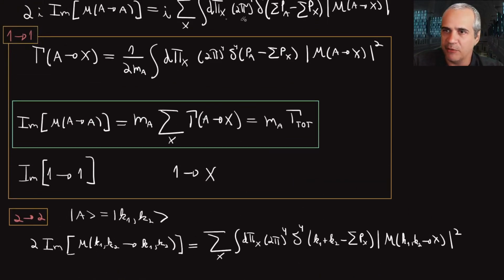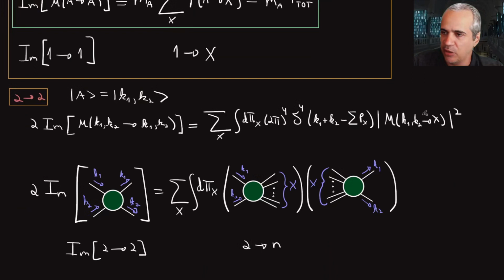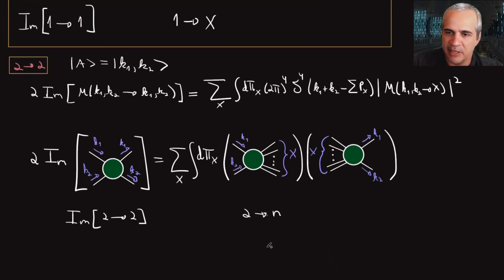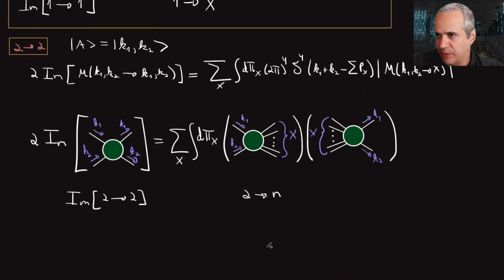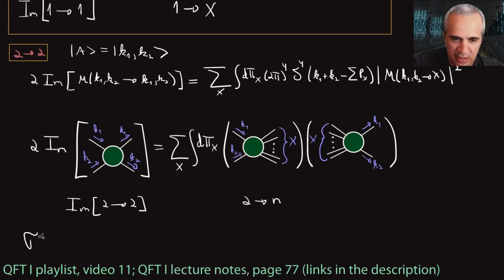I could find on the right-hand side here the decay of A to X, right? I can do the same thing here because this expression looks a lot like a scattering of 2 to n, right? Like I mentioned here. Again, I have to appeal, let me keep this equation there so I can see, but I have to appeal to something that we did in quantum field theory 1, which is the general expression for the cross-section of a 2 to n scattering, right?